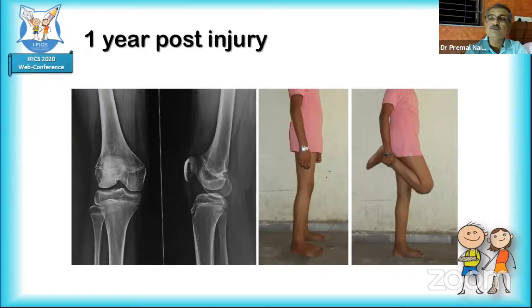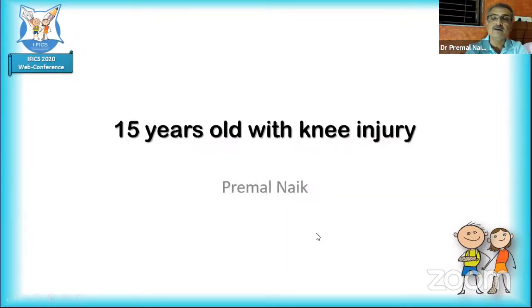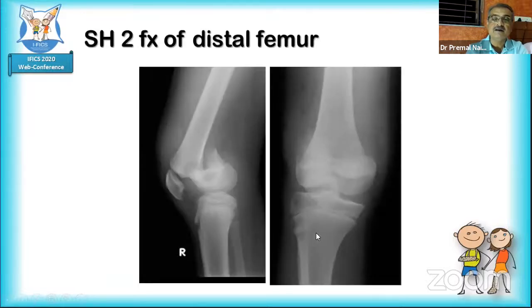So one lucky case wouldn't mean that every time you will be lucky like this. It may be a good idea, at least in an older child like this, to put a K-wire from top to bottom, like Dr. Brickin showed. Probably we'll see in the second case a good example of how to fix this injury.